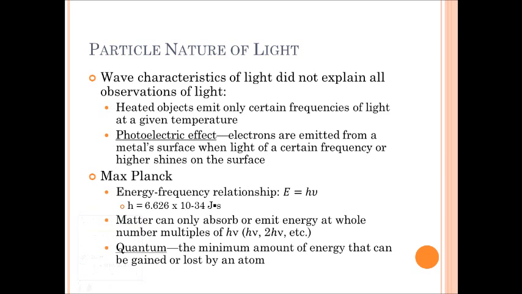His constant was 6.626 times 10 to the negative 34th joules times seconds. Okay? This is actually a superscript, which was a mistake. And what he proposed was that energy can only be absorbed or emitted at whole number multiples of h times v. So 1 times it, 2 times it, etc. And this energy that's required, or either that energy that's gained or lost, is known as a quantum.